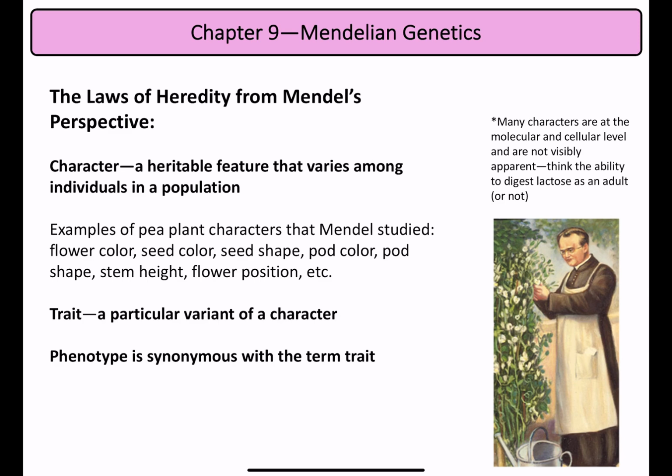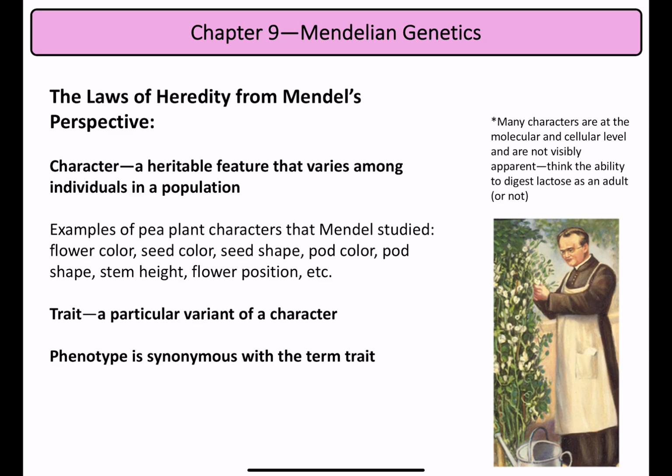So our first definition is a character, and that's just any heritable feature that varies among individuals in a population. Let me start with humans, since that's a little bit more relatable. Well, you just did a genetics lab and you looked at 6 or 7 of your own human characters. For instance, eye color. Some weird ones too, right? Whether your tongue could fold or whether you could bend your thumb a certain way.